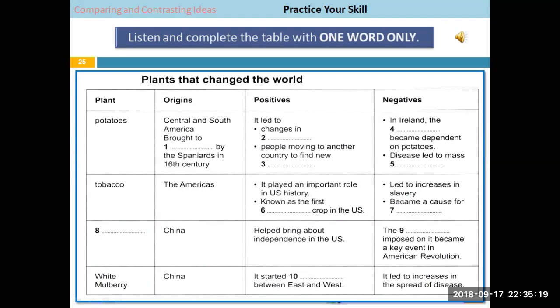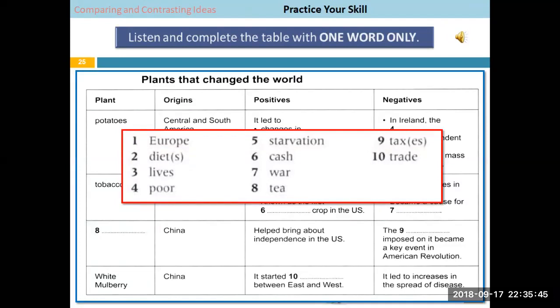Okay. Next, I have written failure in question number 5. Actually, let me explain it. Okay. First, go ahead. Then I'll explain one by one. Right. Number 6 to 10: cash, bought, tea, tax, and trade. And last one, trade. Trade, yeah, trade. Okay, fine.